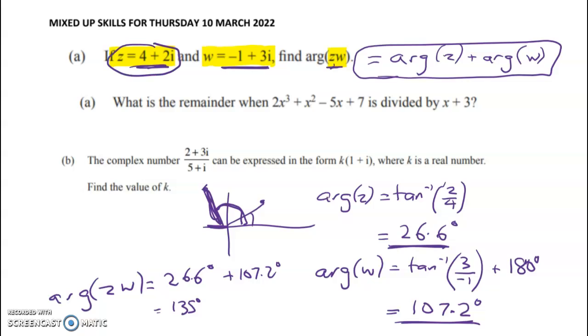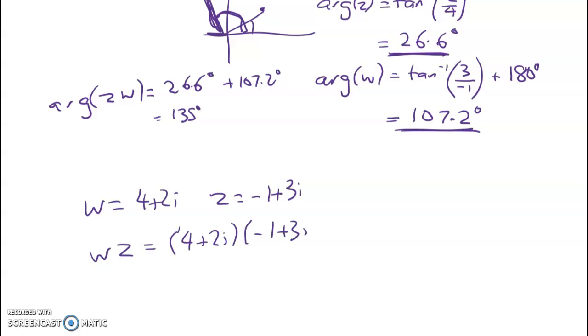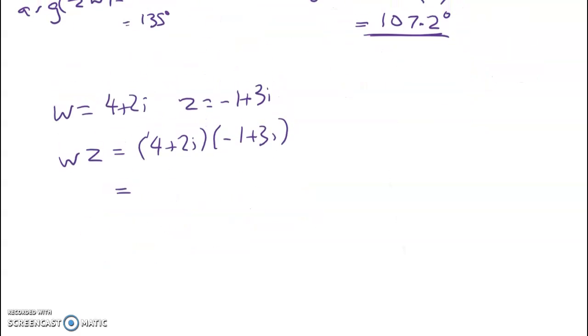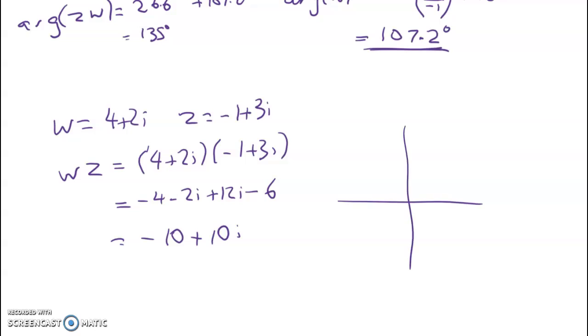But because in this case we've just got 2 really simple complex numbers, we are just going to multiply them together and then find the argument of zw directly. So w is equal to 4 plus 2i, and z is equal to negative 1 plus 3i. That gives me wz is equal to 4 plus 2i times negative 1 plus 3i. Multiplying those out gives me negative 4 minus 2i plus 12i minus 6, which is negative 10 plus 10i. And you'll see straight away that that's a nice complex number.